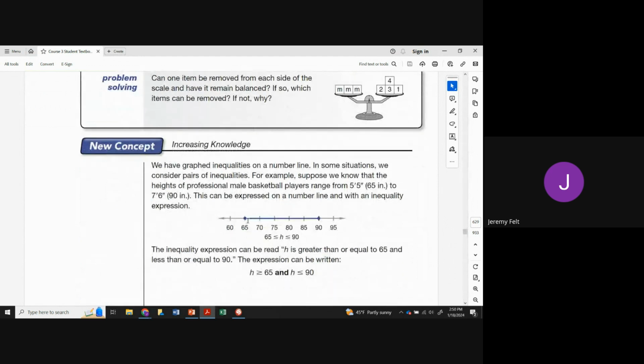So lesson 94, we're working with graphing pairs of inequalities on the number line. So again, we've graphed numbers on the number line. We know if it's greater than or less than, we use open circles. If it's greater than or equal to or less than or equal to, we use the shaded circles.